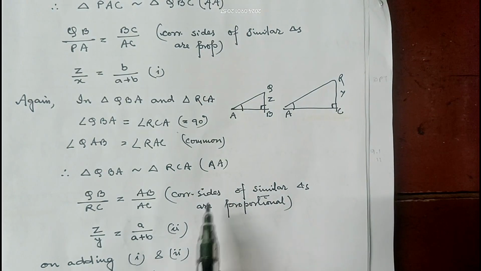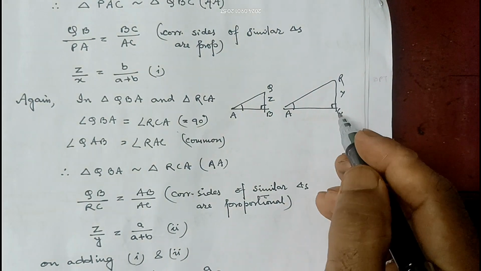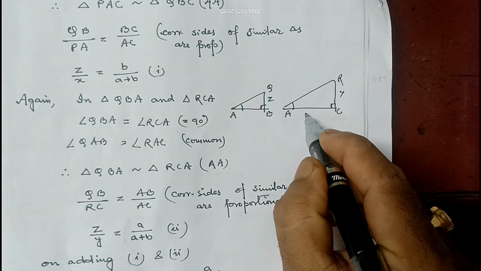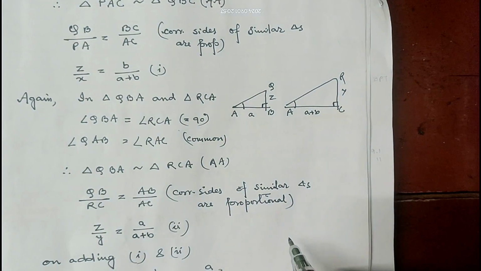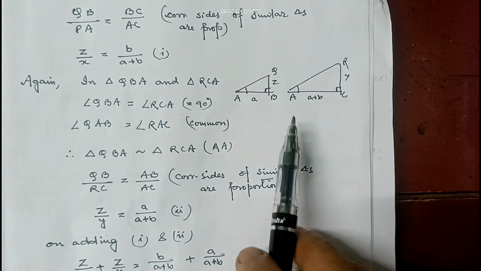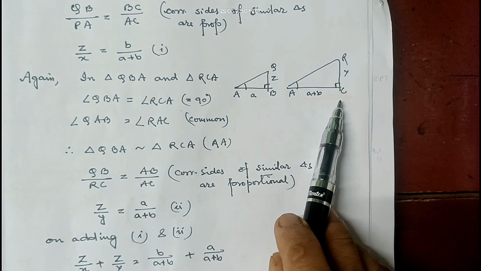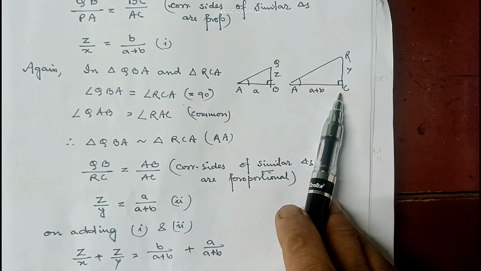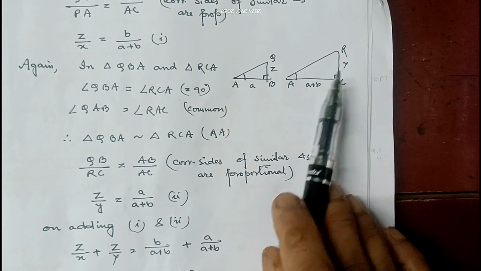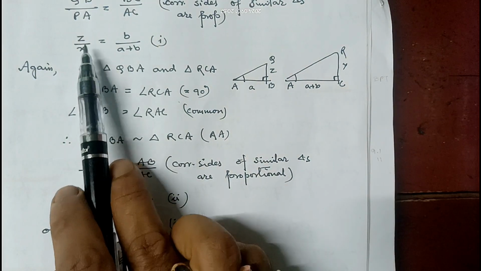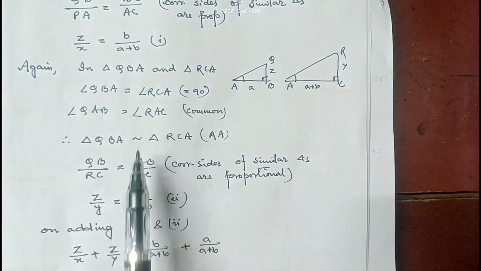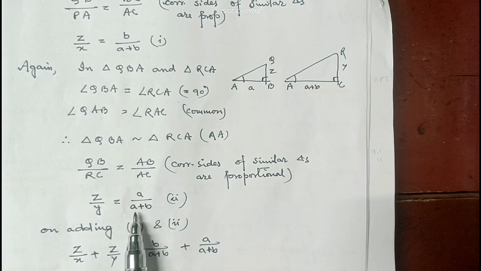Since these triangles are similar, corresponding sides will be proportional. So this is Y, this is A plus B, this part is A and this part is Z. Since corresponding sides are proportional, we can write QB by RC equals AB by AC. So we can write Z by Y equals A by A plus B. So in the first equation we got Z by X is B by A plus B. Here we got Z by Y equals A by A plus B.